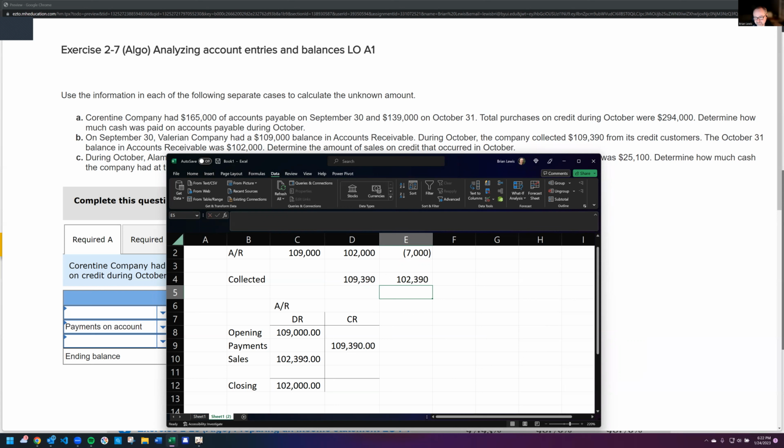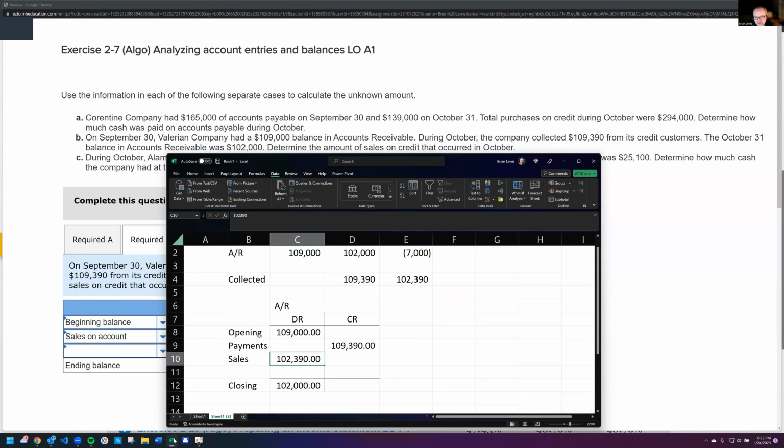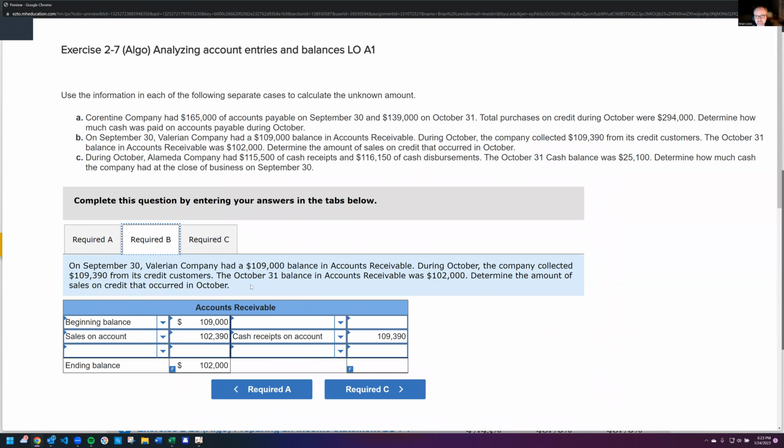Does that make sense, Josh, so far? Yep, I'm with you. That's two different ways of looking at it. I mean, the signs here kind of make it messed up. That's why I go to the Goal Seek first, see what the number is, then see if I can back into how I got there. All right, so if I go over to required B, then I should have 102,390, right? Okay, so that's how I got to that one.